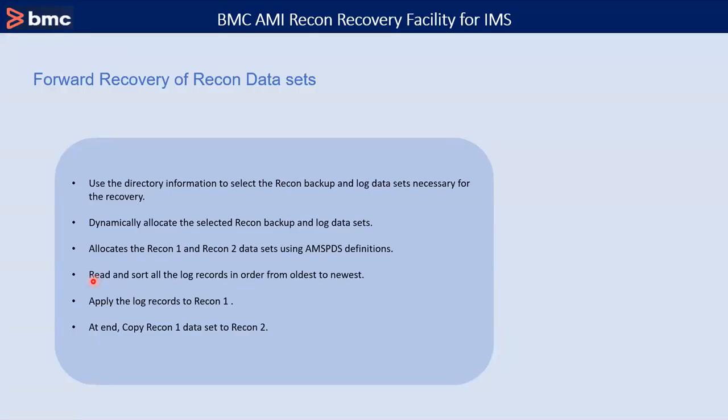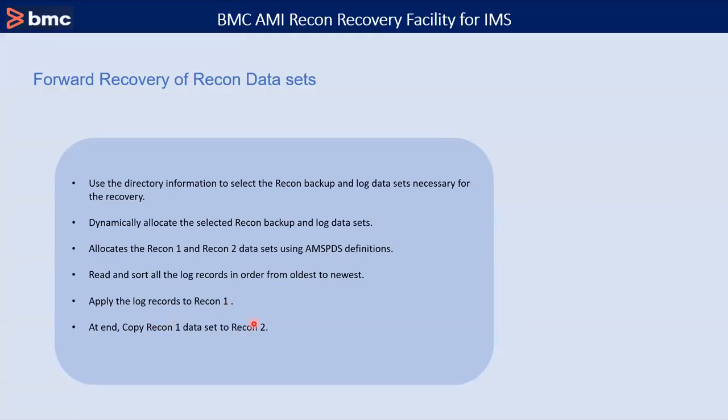Then we'll copy the Recon backup onto Recon 1 data set. Then we'll start reading and sorting all the log records and then apply them only to Recon 1. When we have processed all the log records, then we simply copy Recon 1 to Recon 2.